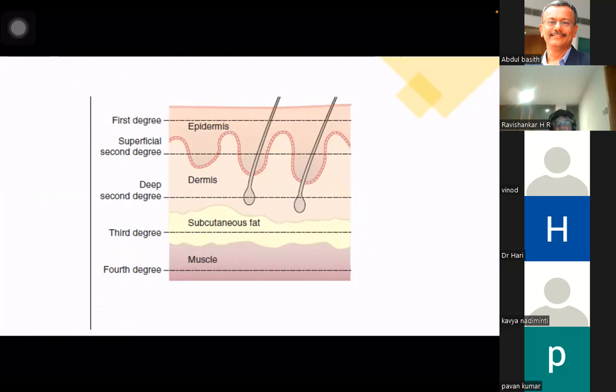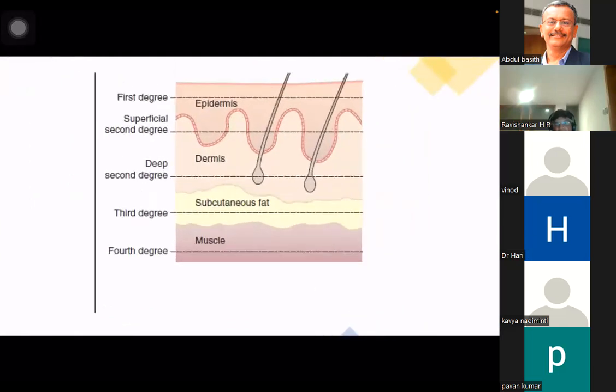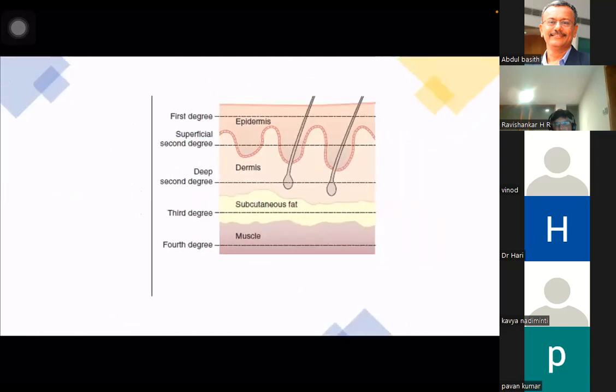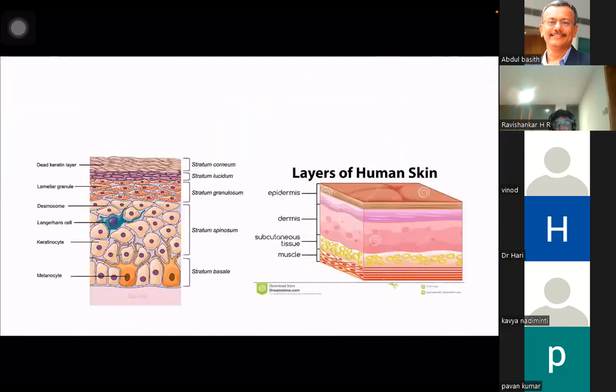No, go back to the previous picture. You had a previous picture, no? Yes, sir. See, here you describe where is superficial, where is deep, all these things. Yes, sir. I will explain on this one.